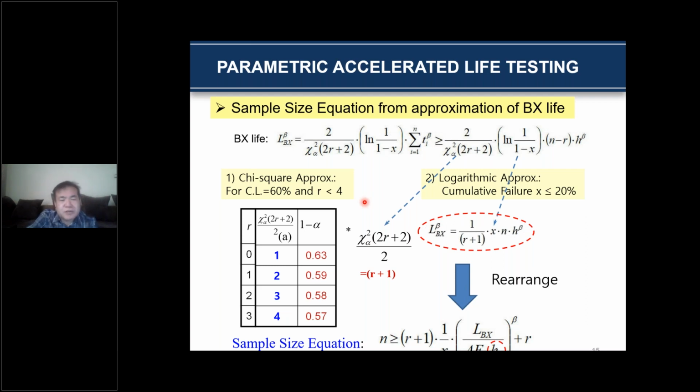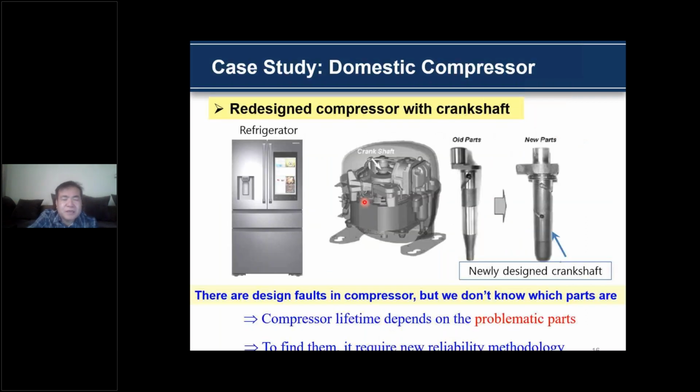As a case study for my derived methodology, I will show you a redesigned compressor with a crankshaft. This is the refrigerator. This is a newly designed crankshaft. There are a lot of design faults in the compressor, and we don't know which faults. Compressor lifetime is dependent on these faults. To find them, it requires a reliable methodology.